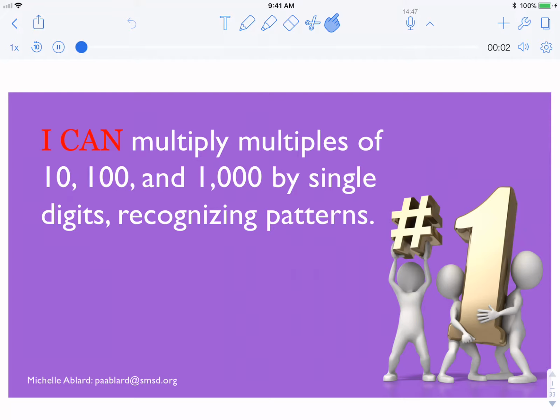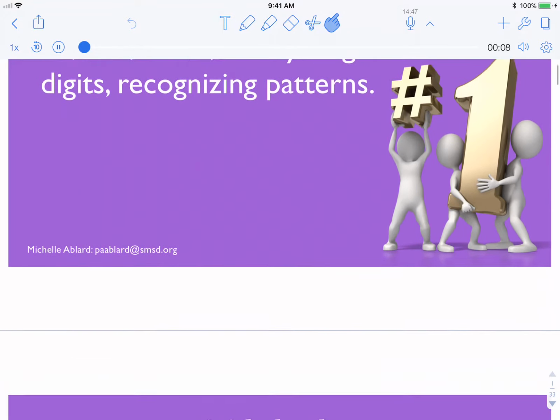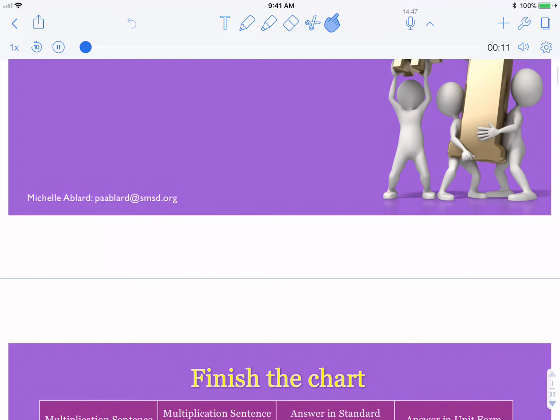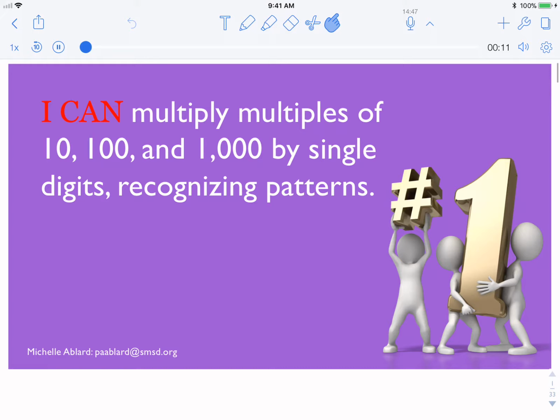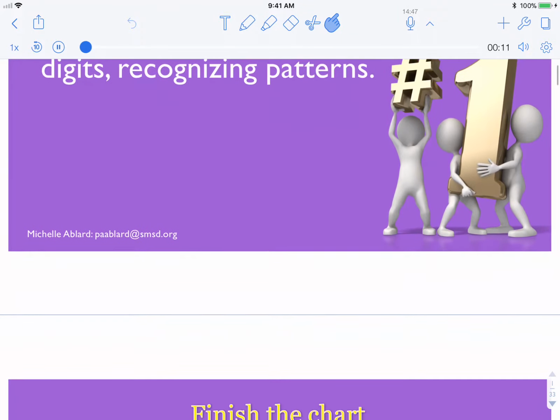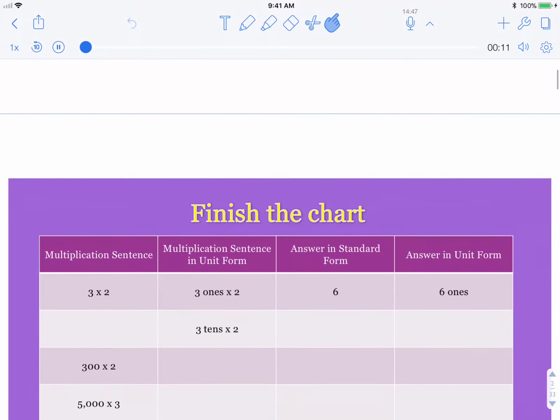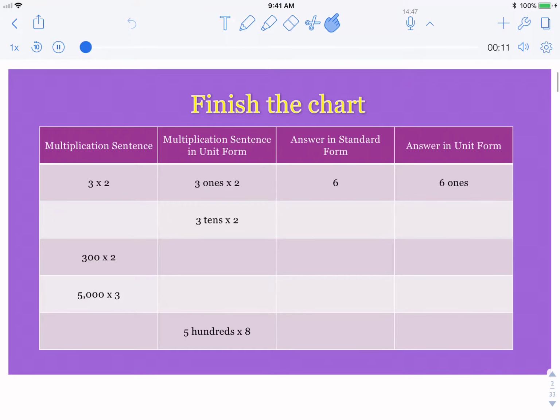I can multiply multiples of 10, 100, and 1000 by single digits, recognizing patterns. You know, here's the deal with multiplying. If you can recognize the patterns in your multiplication, it makes it so much easier. Because even if you don't remember your multiplication facts, if you know the patterns, then you should be able to still multiply. So go ahead, pause, finish the chart, and then once you're done, you may move on.